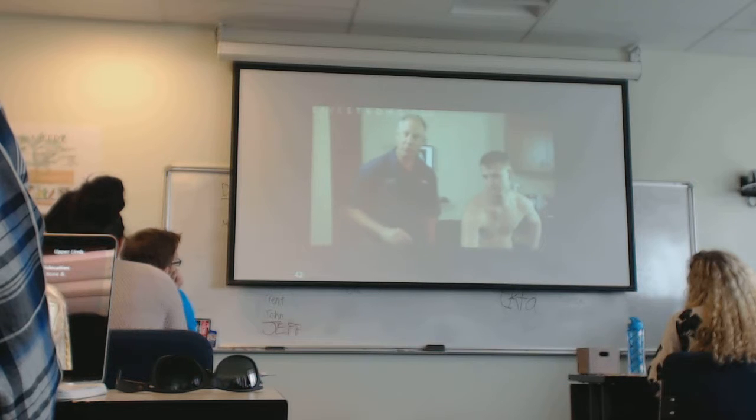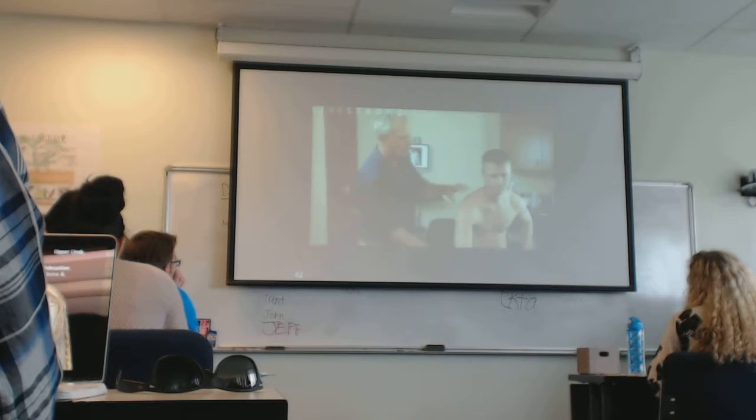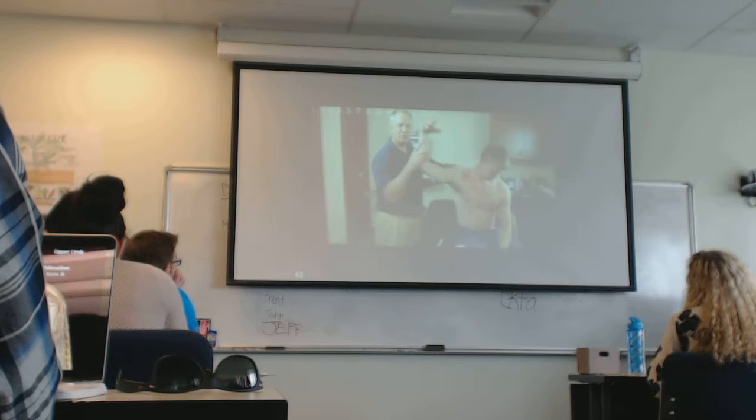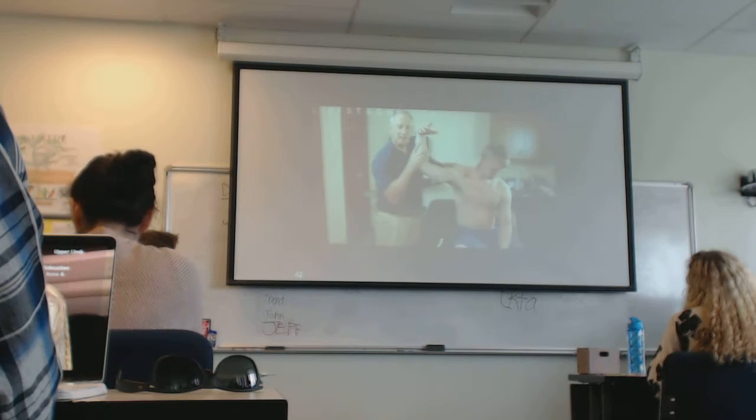So the motion to avoid if you have a shoulder dislocation is this motion. I think it's too late at that point. Okay, this position is what's going to cause your shoulder to re-dislocate.